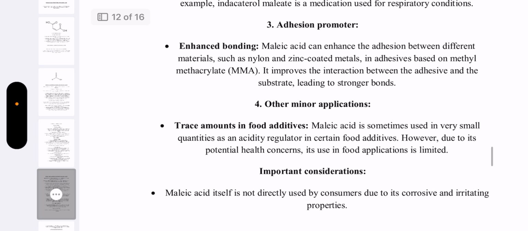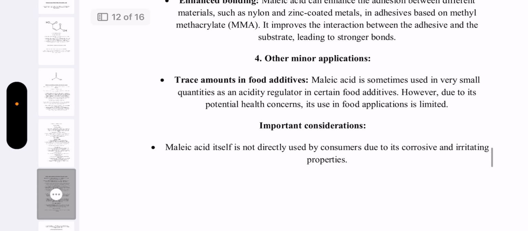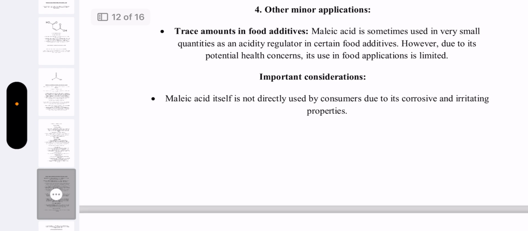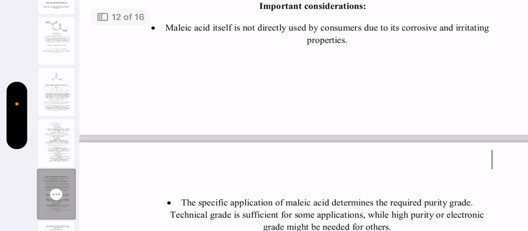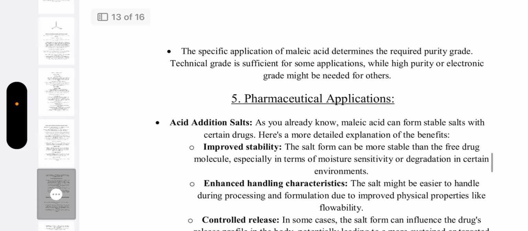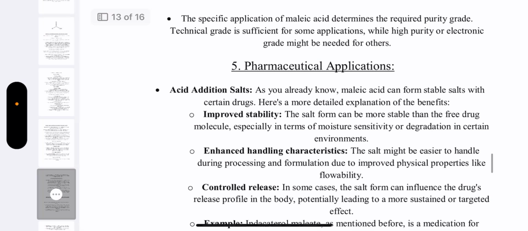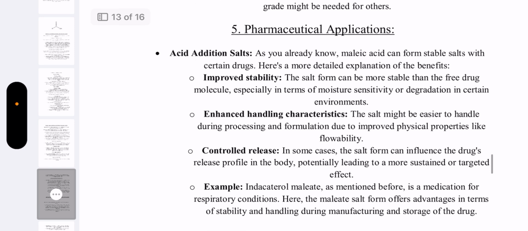Other minor applications: trace amounts in food and dairy. Malic acid is sometimes used in very small quantities as an acidity regulator in certain food additives, but due to potential health concerns, use in this application is limited. Reports consider malic acid not directly used by consumers due to aggressive and acidic properties. For some applications, technical grade is sufficient, while higher purity grade might be needed for others.